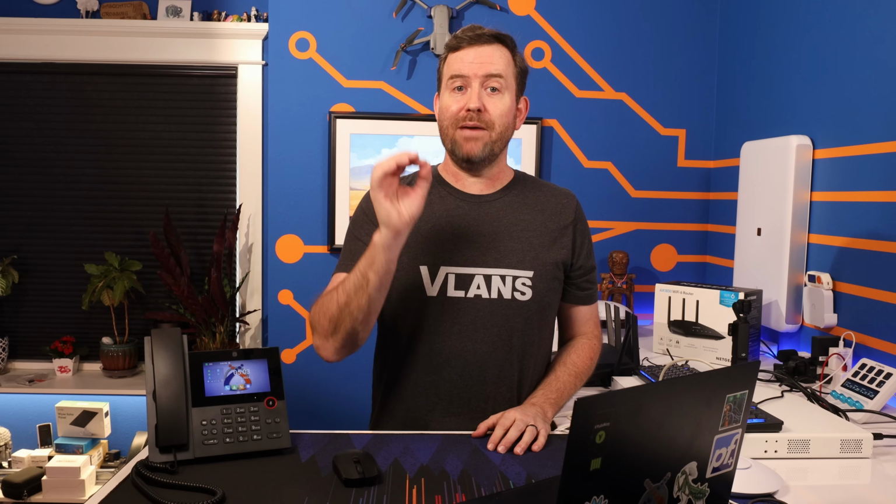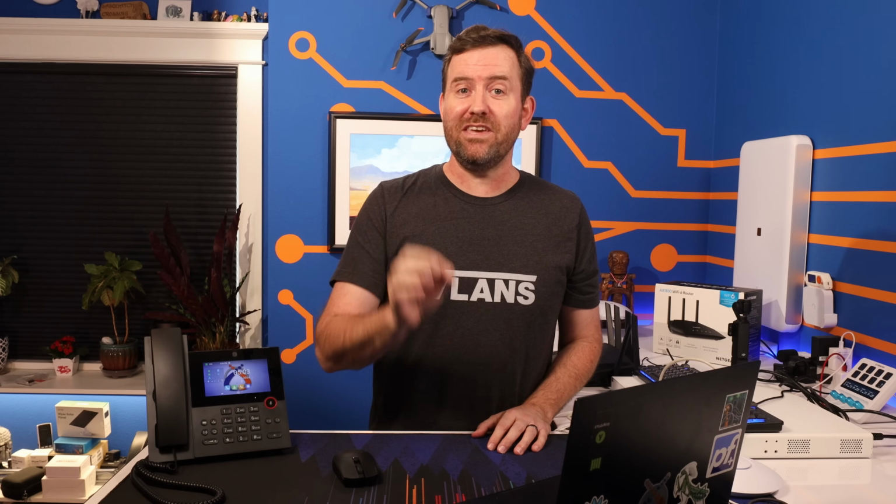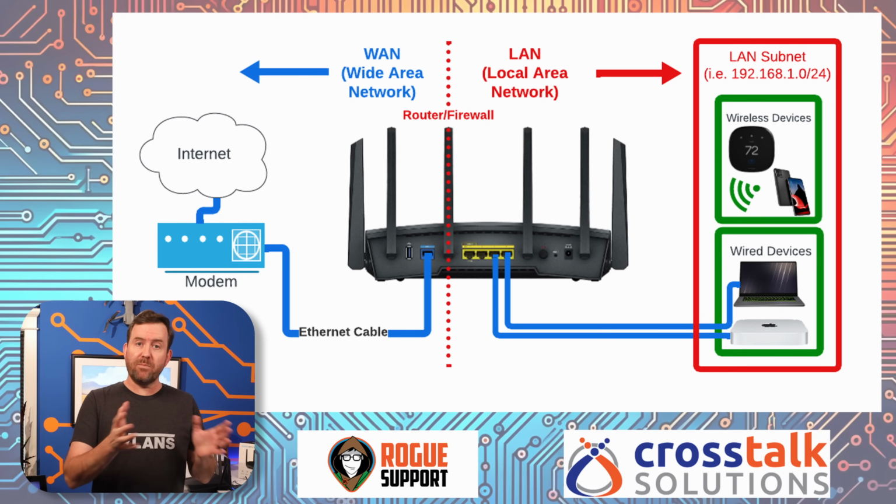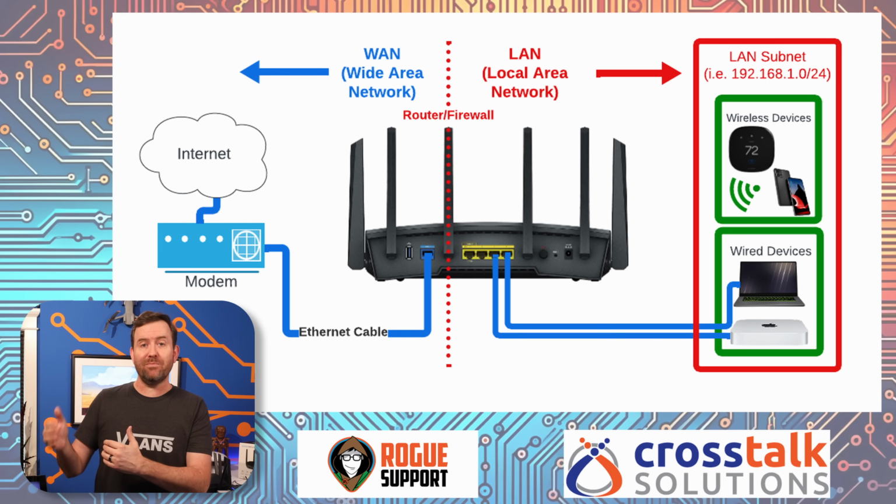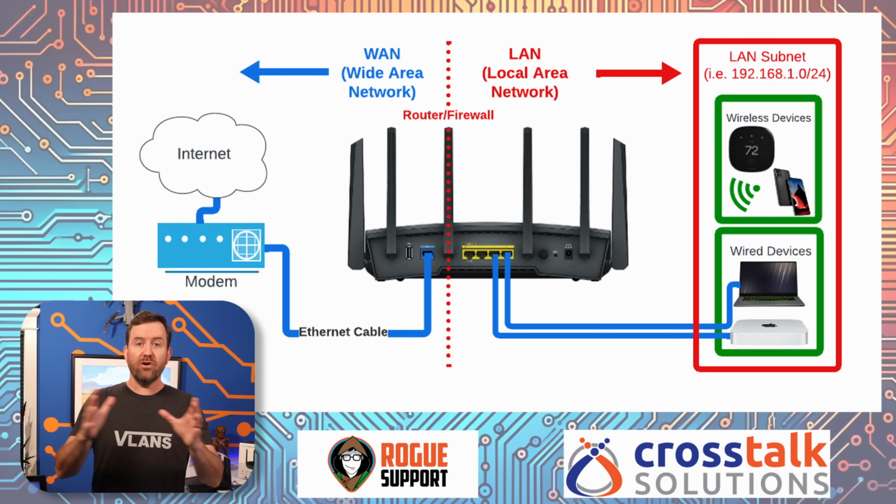Now, this would also not be a comprehensive overview of VLANs and networking if I didn't mention that I'm only talking about IPv4 here. IPv6 also exists, but I'm not going to be covering that in this video. All right, so at this point, we should have a basic understanding of what a LAN, or local area network, is, and we can use CIDR, or subnet masking, to determine the size, or the number of IP addresses that are contained within that LAN.